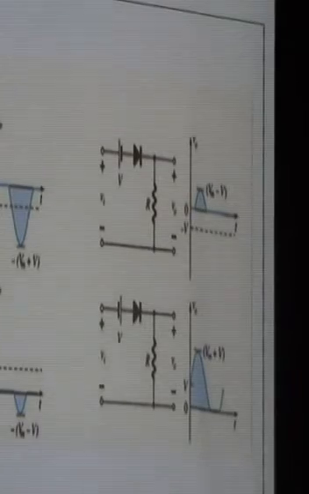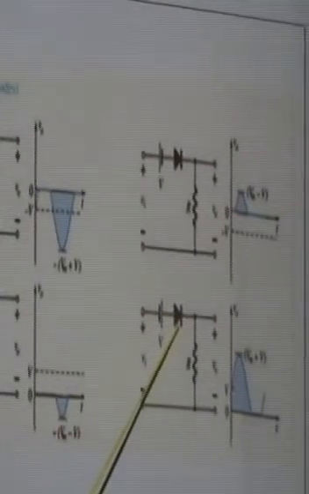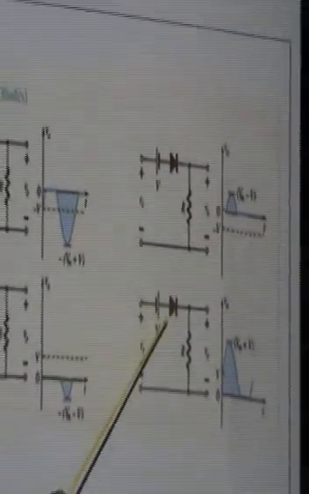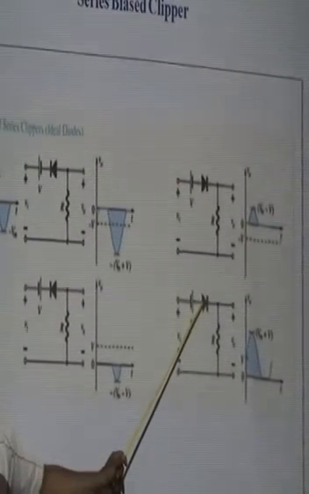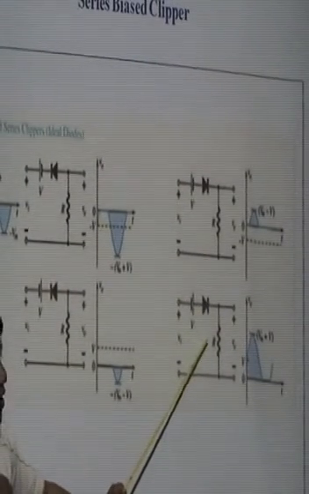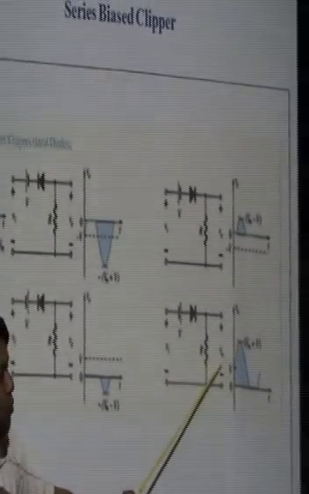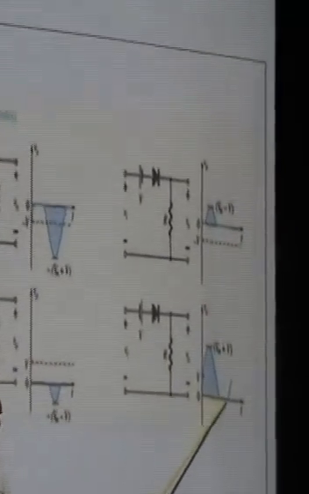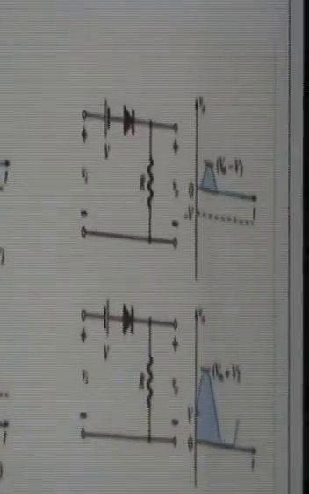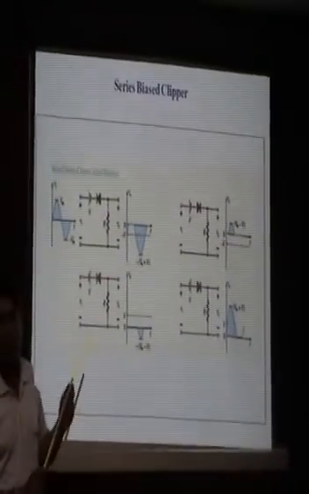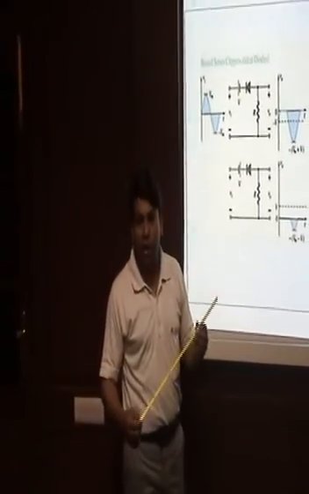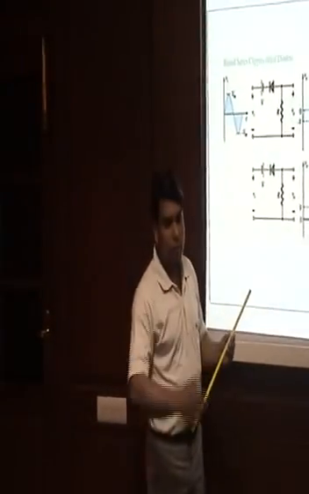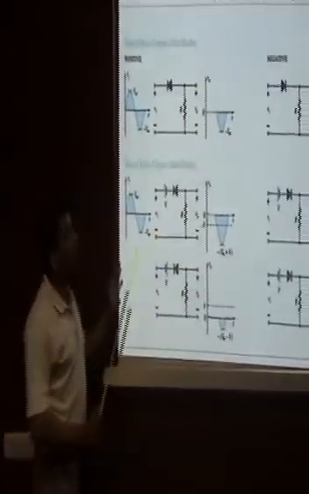While for the negative half cycle, this diode is reverse biased, so for this circuit it acts as an open switch and there is no current, and no current means no drop, then the output is 0. That means from pi to 2 pi the output is 0. So in this way we can differentiate between the series clipper and the series biased clipper. This is the complete summary.